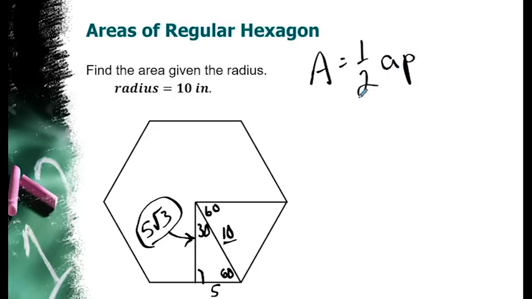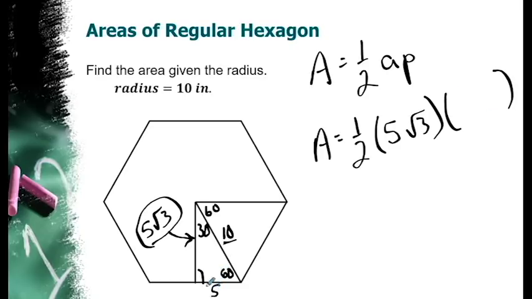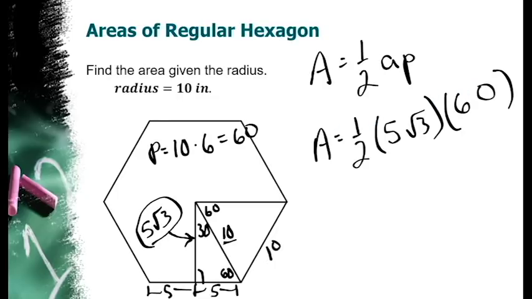That gives us our first piece of information we need for our formula, 1/2 apothem times perimeter. Our apothem is 5 root 3. Now we just need our perimeter. If this length here is 5, that means this length is 5, which means both of those together means every side length is 10. If we have 10 for every side, our perimeter would be 10 times 6, which is 60 inches. So our perimeter is 60 inches.